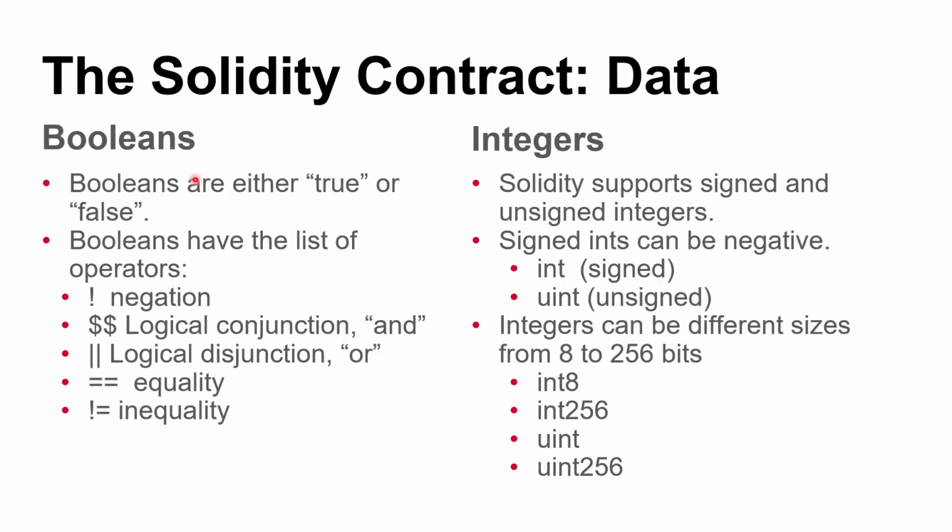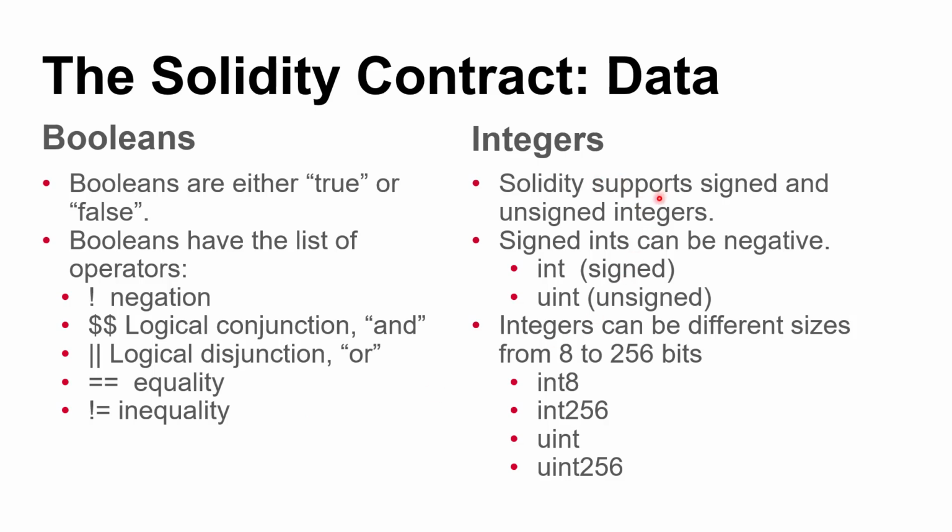Booleans. I'm sure you're familiar with Booleans, so Booleans can be either true or false. Booleans have a list of operators, including a negation, logical conjunction, so double ampersands, and logical or, equality with the double equals, or inequality.